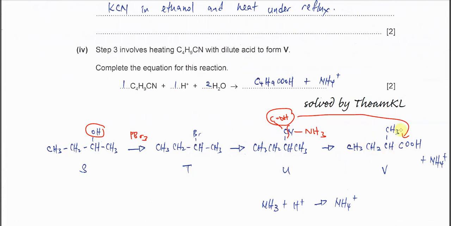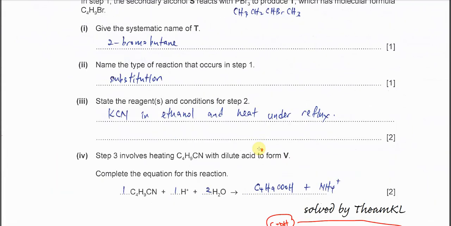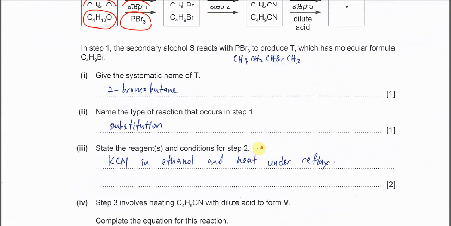Okay, so it will form this carboxylic acid, and of course the ammonia that forms will further react with the acid because we use acid hydrolysis. Ammonia with H plus forms ammonium, so it will form carboxylic acid and the ammonium. Okay, let's get back to this question.